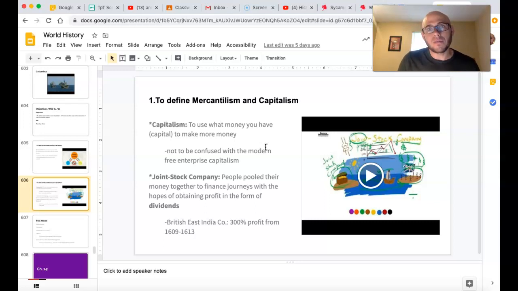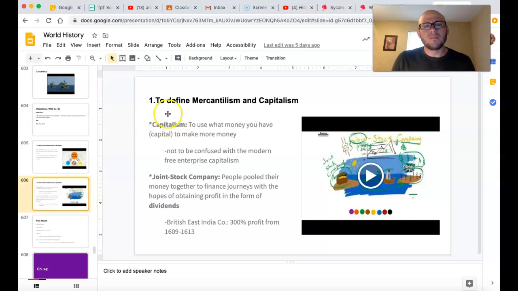But that comes down to free market economics, free enterprise. It's a little bit more sophisticated if you look at capitalism as a whole. But the capitalism in our chapter is basically just saying, hey, look, you have money and you want to use that money to invest to make more money. It has nothing to do with the free enterprise system, not yet anyway.